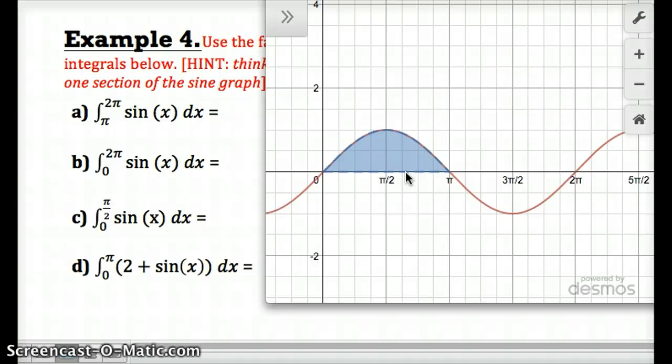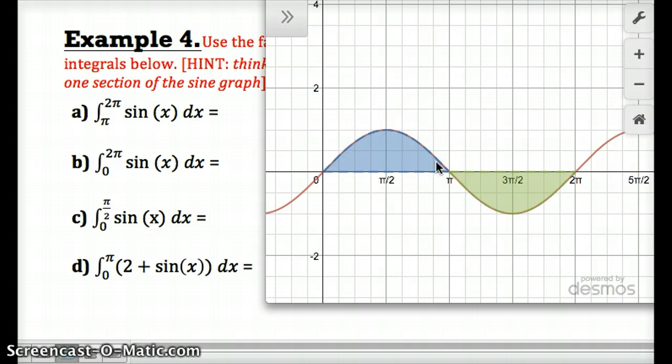Now, we're wondering about a different area. We're wondering about the area between pi and 2 pi, so we want to mark that as well, which I've now done in green. The answer to the first integral is the area of this green region. Obviously, or it should be obvious, that the area is the exact same as the blue area.